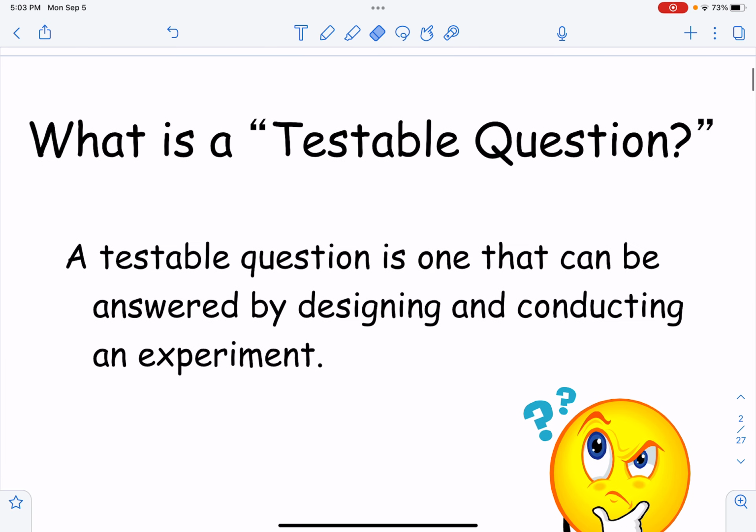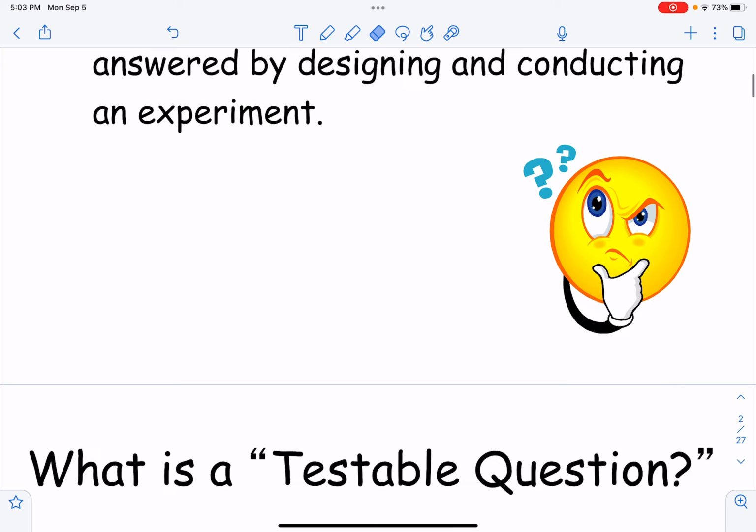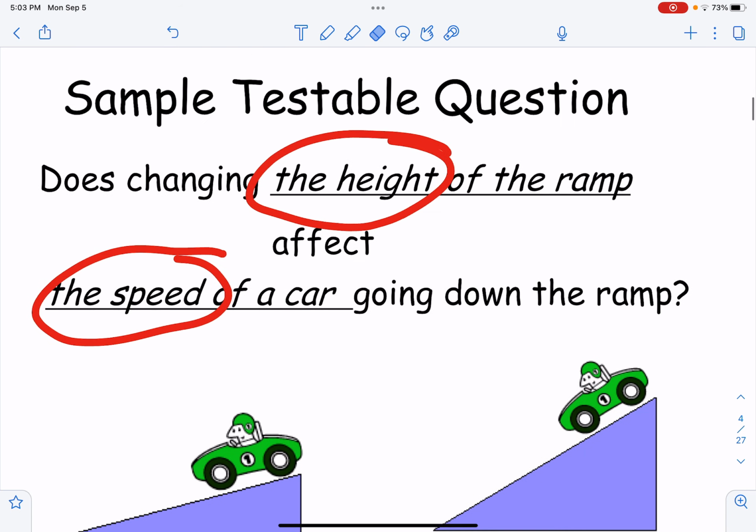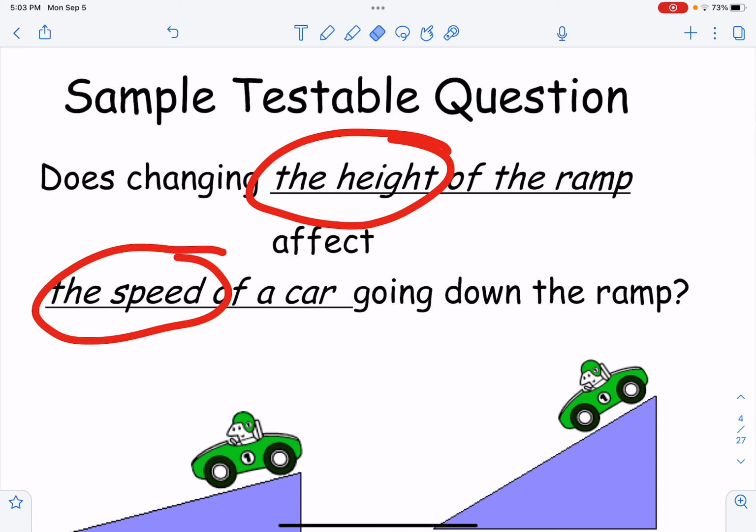So what is a testable question? This is one that can be answered by using an experiment. They're always about changing something to find the effect on something else. A sample testable question: does changing the height of the ramp affect the speed of a car going down the ramp? The height, that's what's being changed. The speed, that's what's being measured.